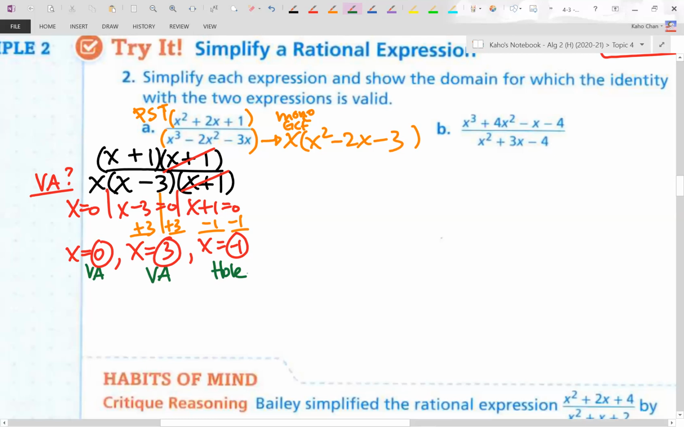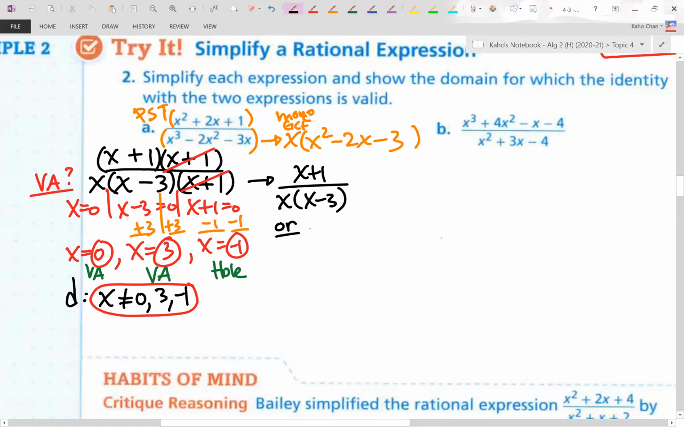Okay, very nice. We do have to mention the domain. The domain is all real numbers except x cannot equal 0, 3, -1. Doesn't matter if they're holes or vertical asymptotes. And the simplified version answer to this problem, of course, is what's been reduced: x plus 1 over x times x minus 3, or depending on which book, x plus 1 over x squared minus 3x, if you were to simplify that. Okay? Both of those are correct. Let that absorb into your brain a little bit.